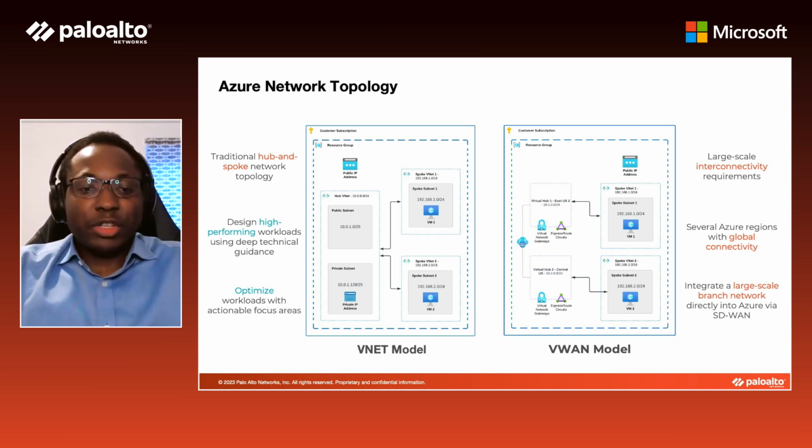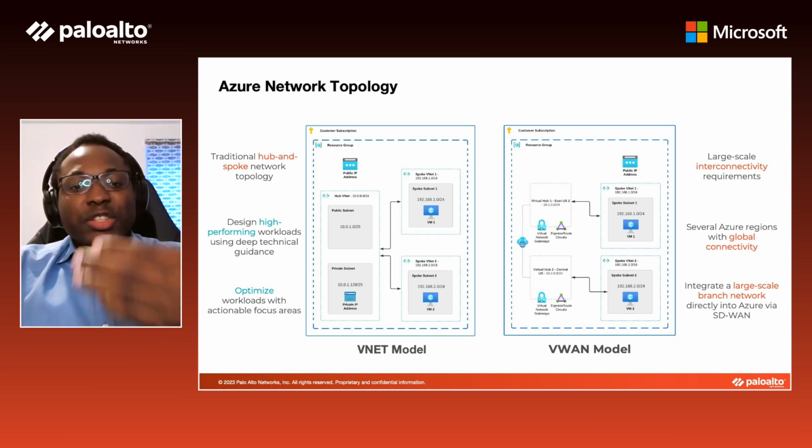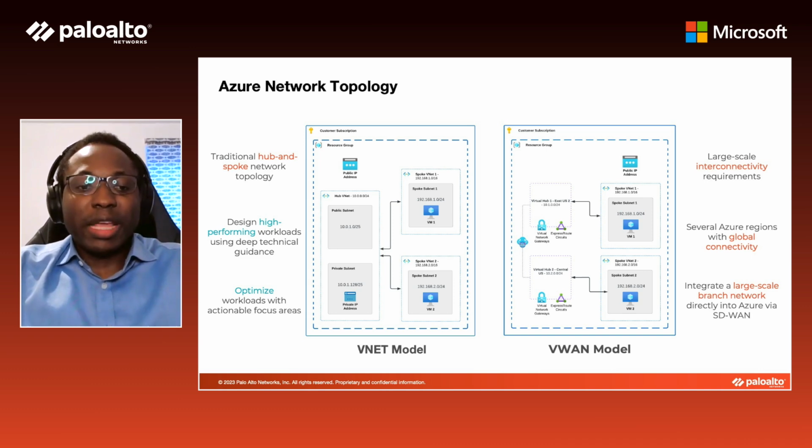So that is a regional model. It gives the customer control on the underlying aspects of the network. The second is the virtual one, or the V1 model, which uses a Microsoft managed global network service. The V1 model is preferred for scenarios when an organization needs to meet large-scale interconnectivity requirements. Maybe you need full mesh connectivity.